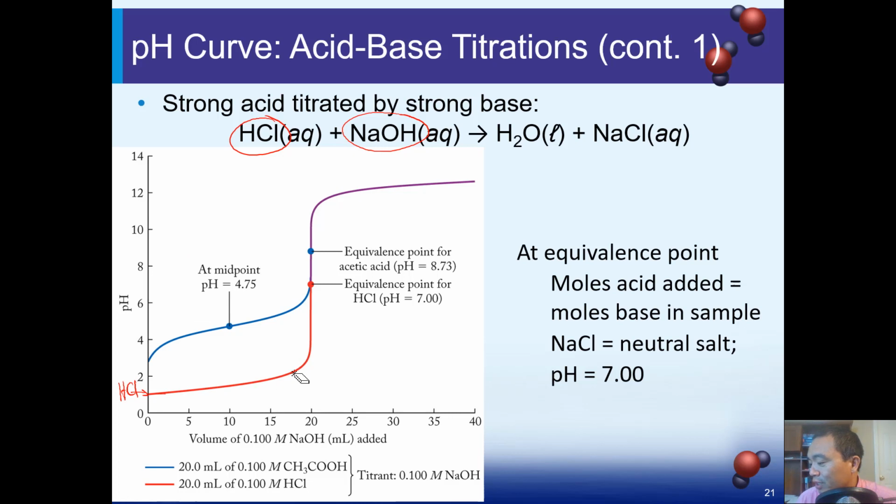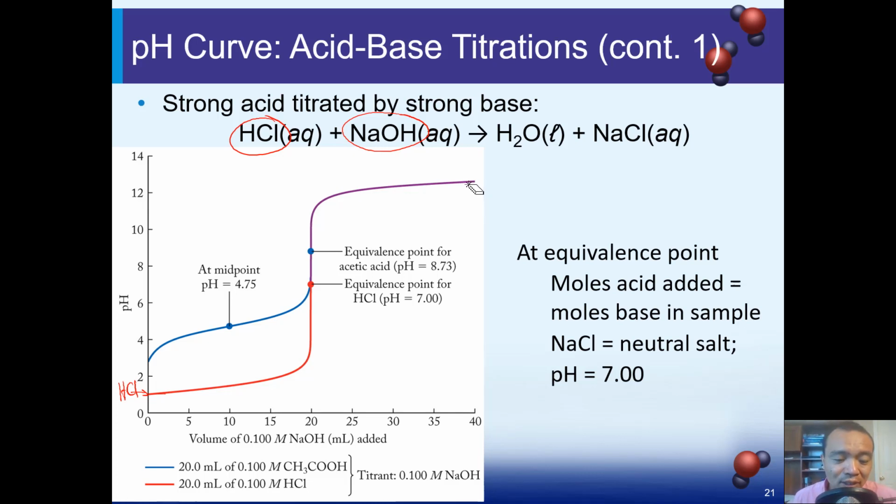At a certain point of time, the pH will suddenly jump, and then as you keep adding NaOH to it, the pH will increase slightly. So this whole curve, as you see represented in the red curve over here, combined with the purple curve, is the titration curve for HCl by NaOH.